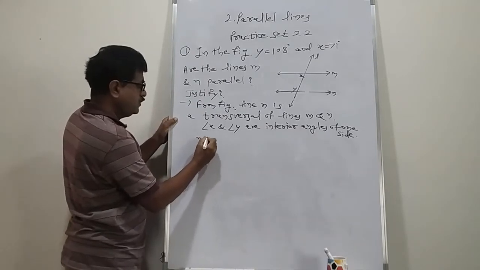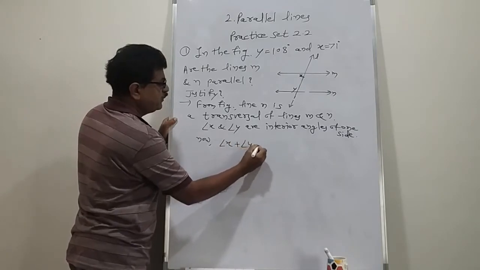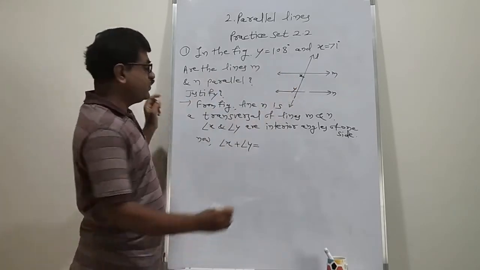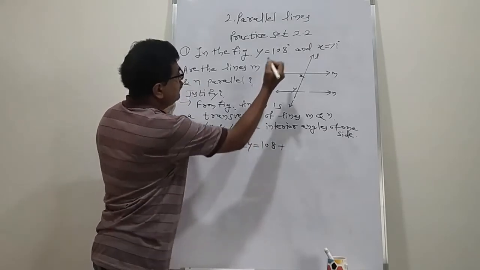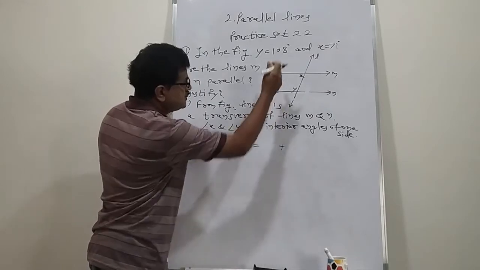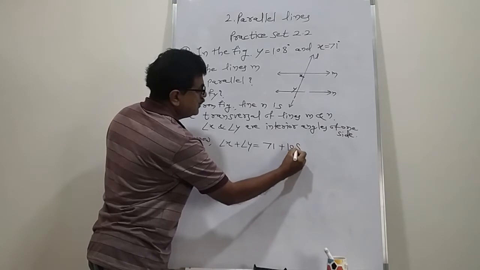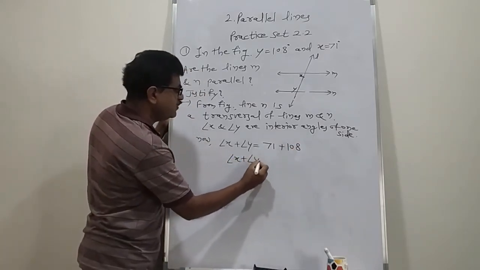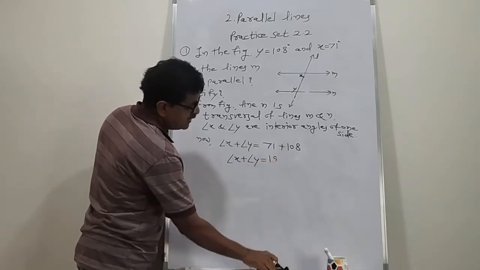Now, angle X plus angle Y is equal to, now put the value of angle X. Angle X is 71 degree plus angle Y is 108. Therefore, angle X plus angle Y is equal to the addition of this, 179.